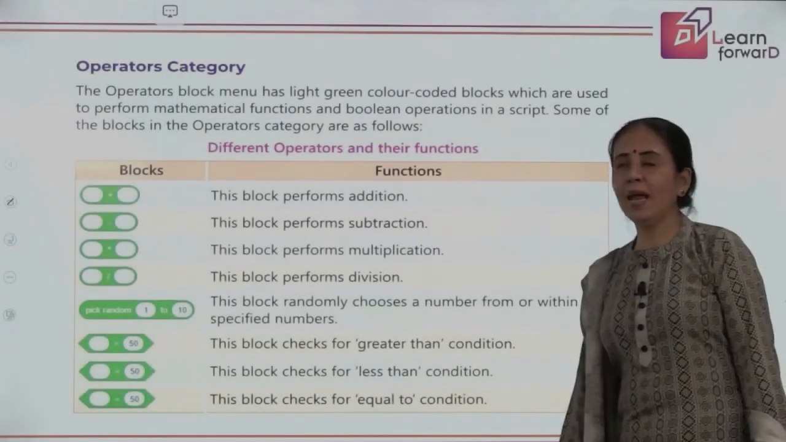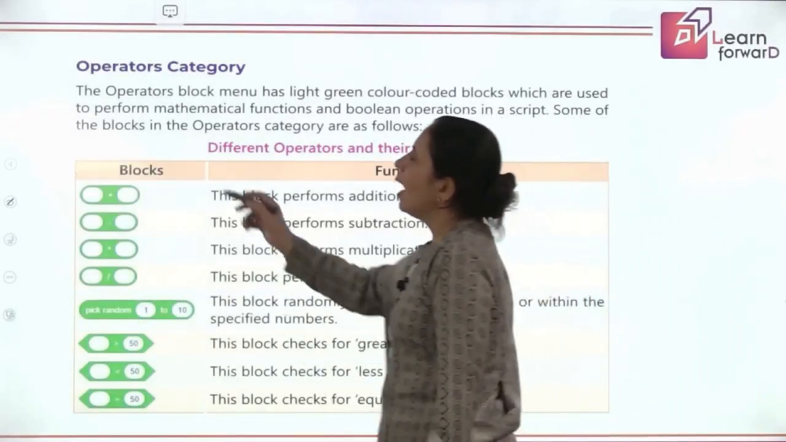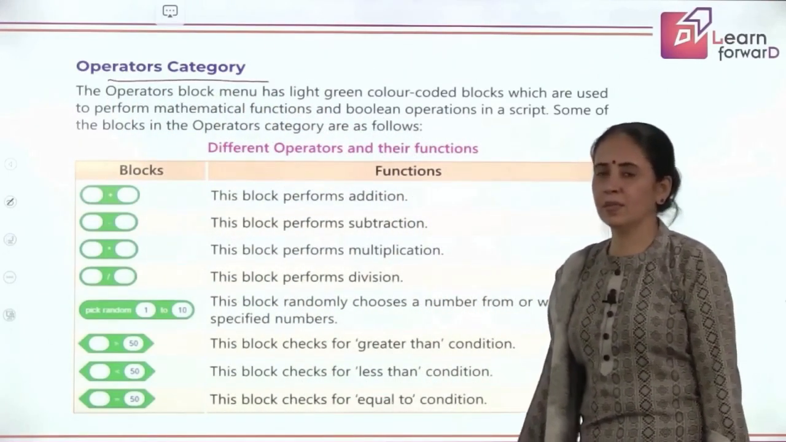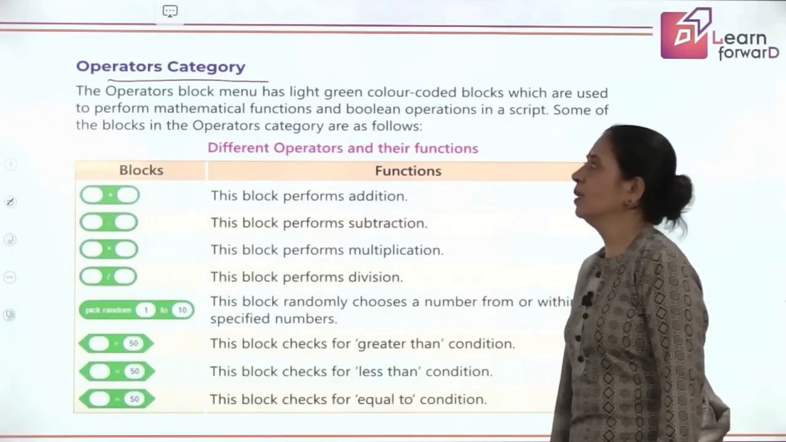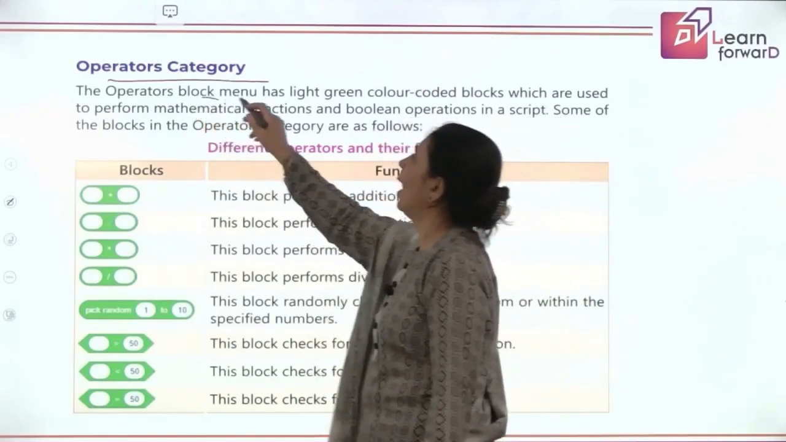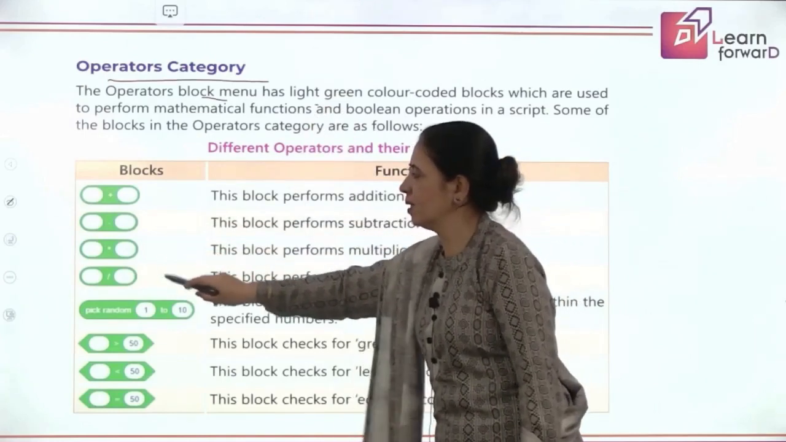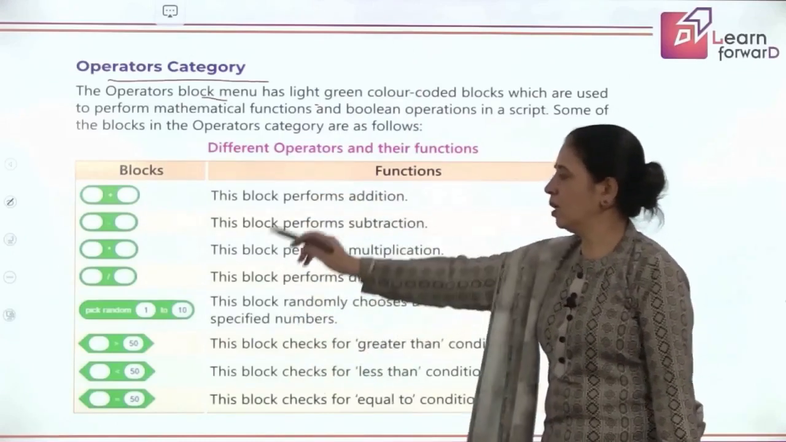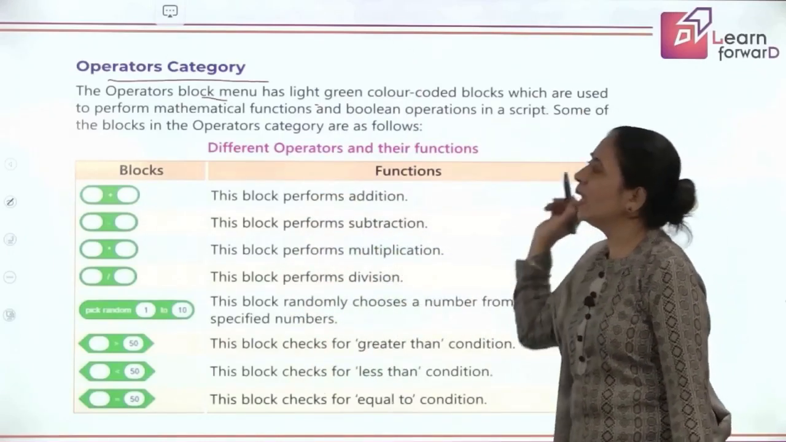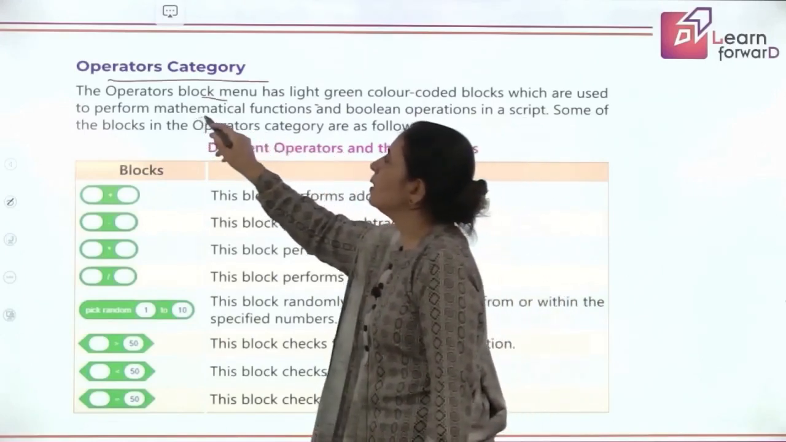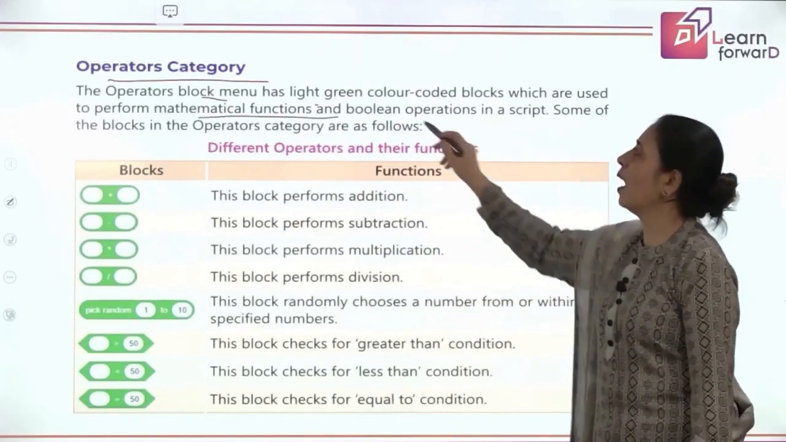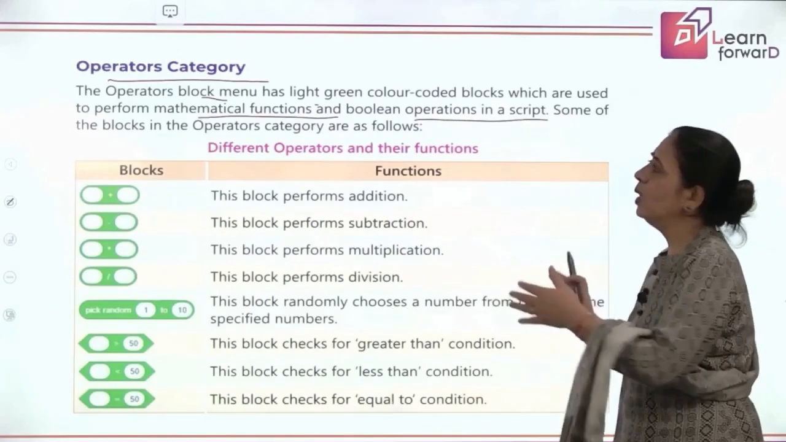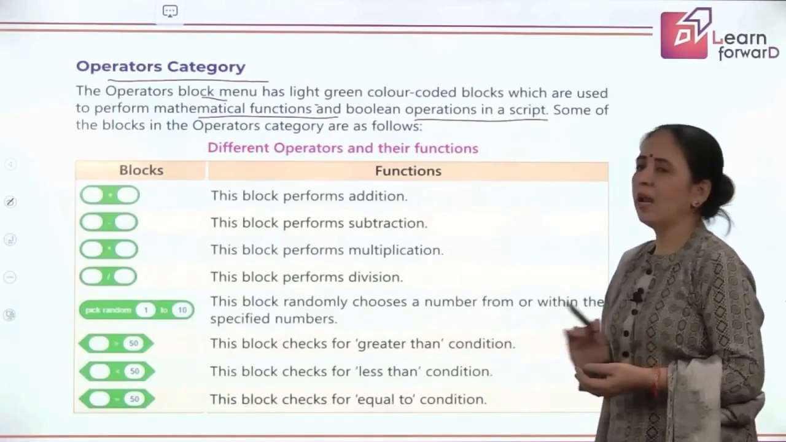So moving ahead with the learning process, I brought the operations category, that is called operators. So what are operators? The operators block menu has a light green color. This is the color. Whenever you go to the operators blocks, all the blocks here will be of this color, and they are used to perform certain mathematical functions and Boolean operations in the script. So I'm going to show you the blocks which you have and how to use them.